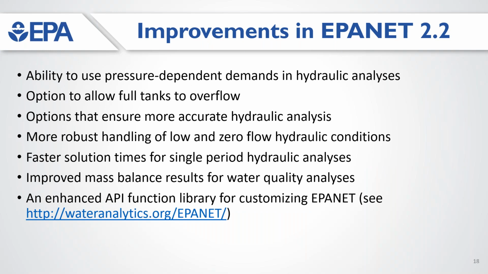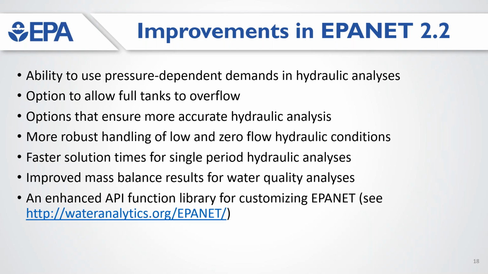So there are improvements to EPANET that have been made since the version was released. Here in 2.2, we're going to highlight some of the improvements that were included. Some of the abilities that were added were the ability to use pressure-dependent demands in the hydraulic analysis, and Fong will talk later more about the importance of this in the next couple of slides.